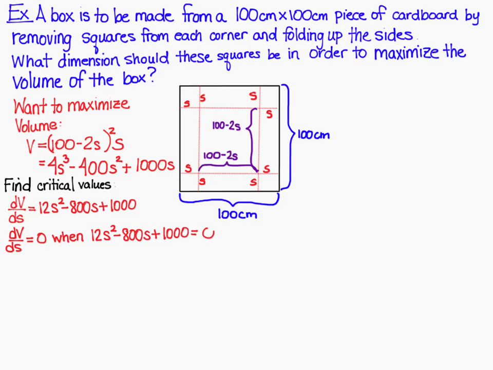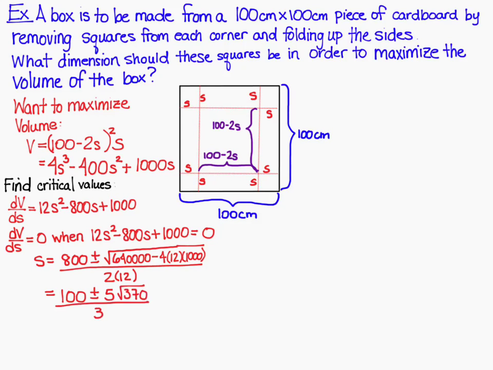So we find the critical values by setting it equal to 0. This will happen when s equals 800 plus or minus the square root of 640,000 minus 4 times 12 times 10,000, divided by 2 times 12. Notice I got this using the quadratic formula. This simplifies down to s equals 100 plus or minus 5 times the square root of 370 over 3, which is approximately 1.27 or 65.39.